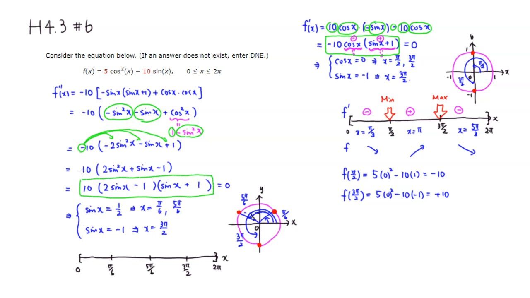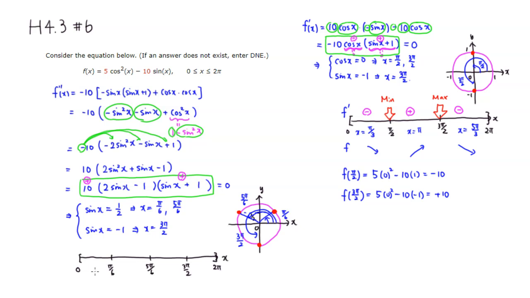All right, so 10 is always positive, so we don't have to worry about that. And sine of x plus 1 is always positive too. The worst case scenario is 0. So we just have to look at the other factor.